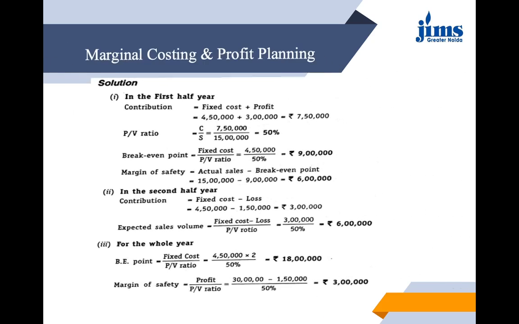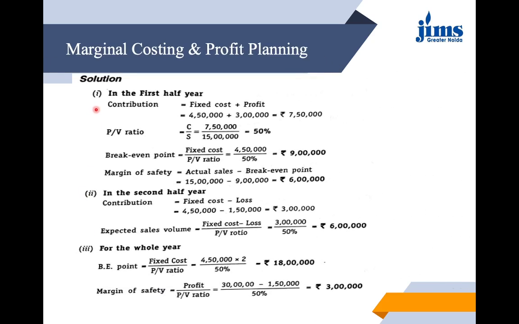Let us see. In the first half year, contribution we can see is 7,50,000. We can find out PV ratio by dividing contribution upon the sales, and then break even point using fixed cost upon PV ratio as 9 lakh. Margin of safety can be calculated, actual sales minus break even point, that is 6 lakh.